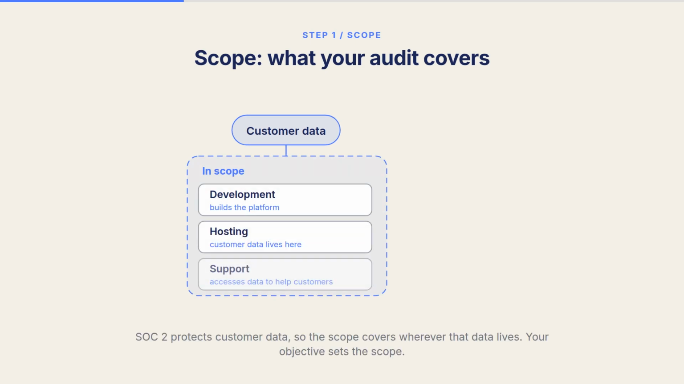Start with scope, the part of your organization the audit covers. SOC 2 is about protecting customer data, so the scope follows the data. For Acme, that is developing the platform, the hosting where customer data lives, and the support team that accesses it to help customers. Marketing and HR never touch customer data, so they stay out of scope. So the goal of the audit and where your data lives sets the boundary.